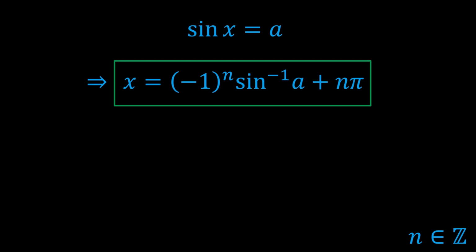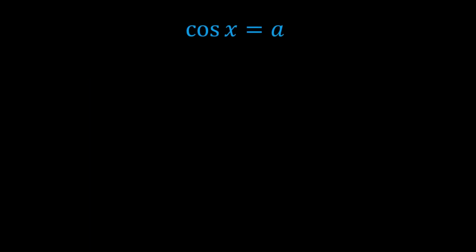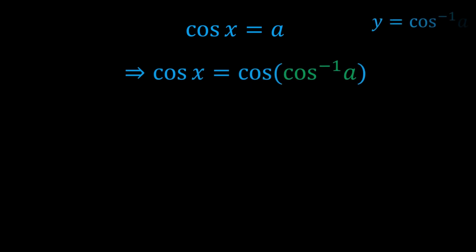It basically just stems from the fact that sine of pi minus theta is sine theta, and that sine has a period of 2 pi. Okay, now that we've done sine, let's go through the other ones much quicker. We write a as cos of cos inverse a, and then let y equal cos inverse a, just to make things clearer. Okay, so excluding the fact that cos has a period of 2 pi, what are some ways in which cos x can be cos y?